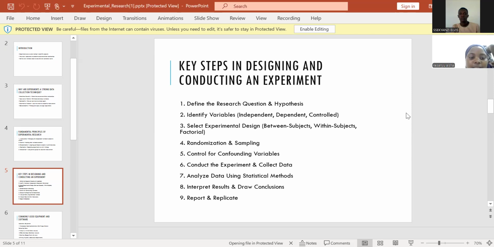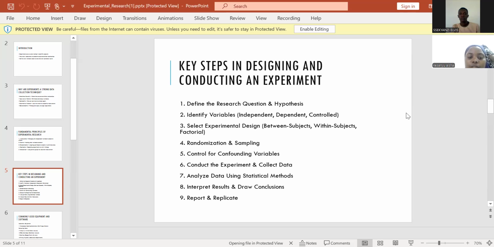Another thing is you do some sampling, where you bring out different tests when you're carrying out an experiment, so that you see what tests very well. Afterwards, you can control for confounding variables. Afterwards, you conduct the experiment and collect data. Then you analyze data using statistical methods and interpret results, whereby you draw conclusions after getting the results, then you report.